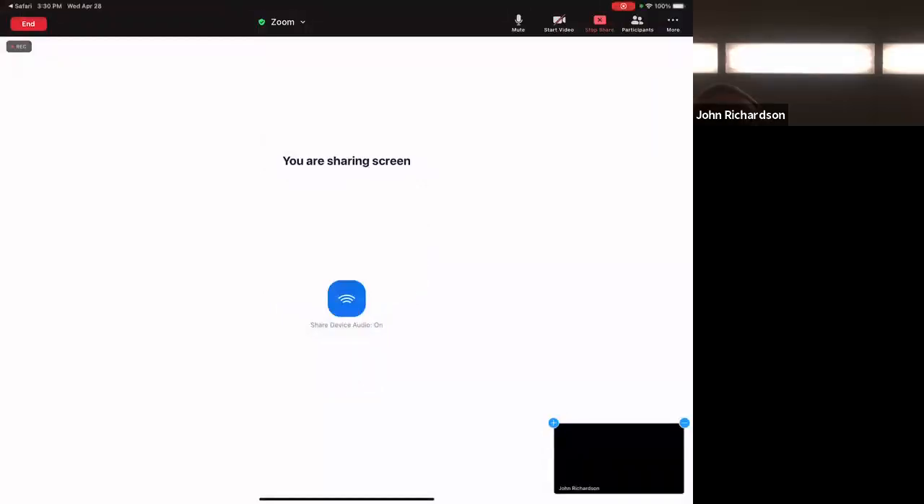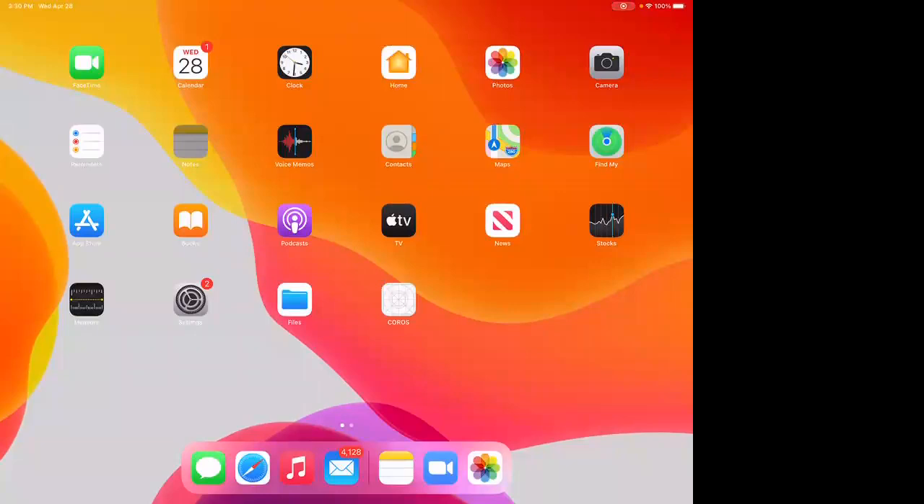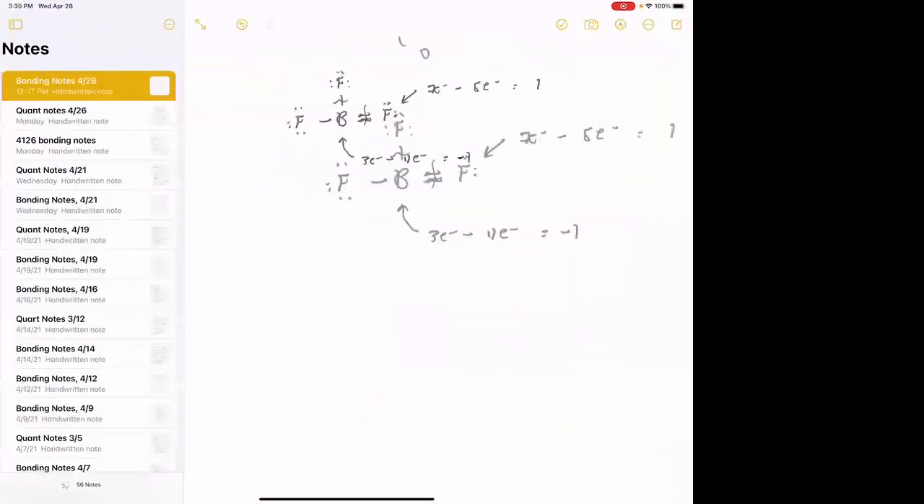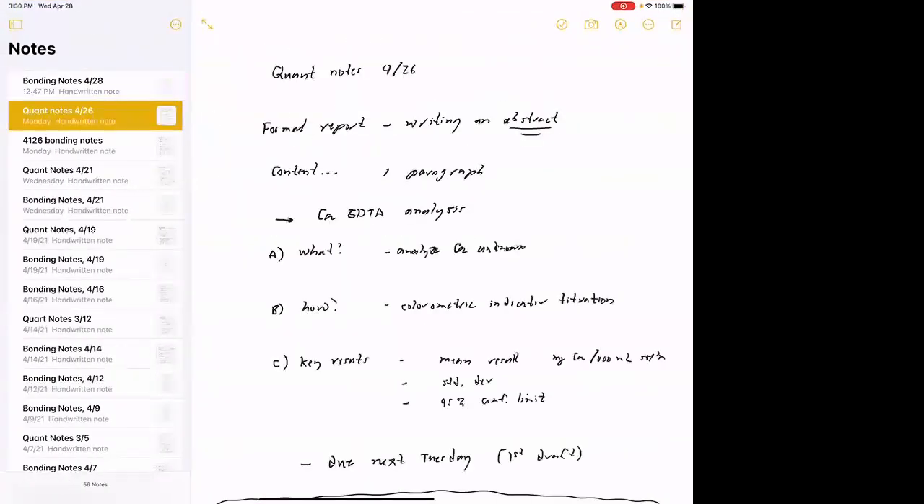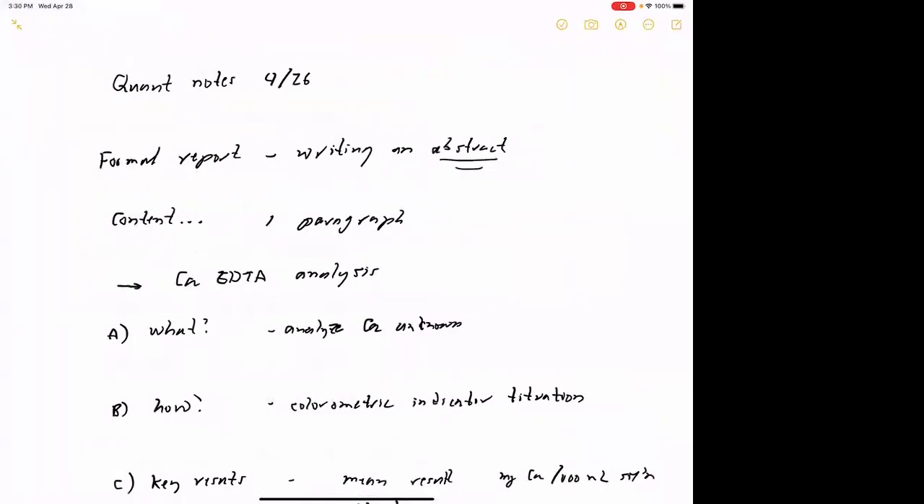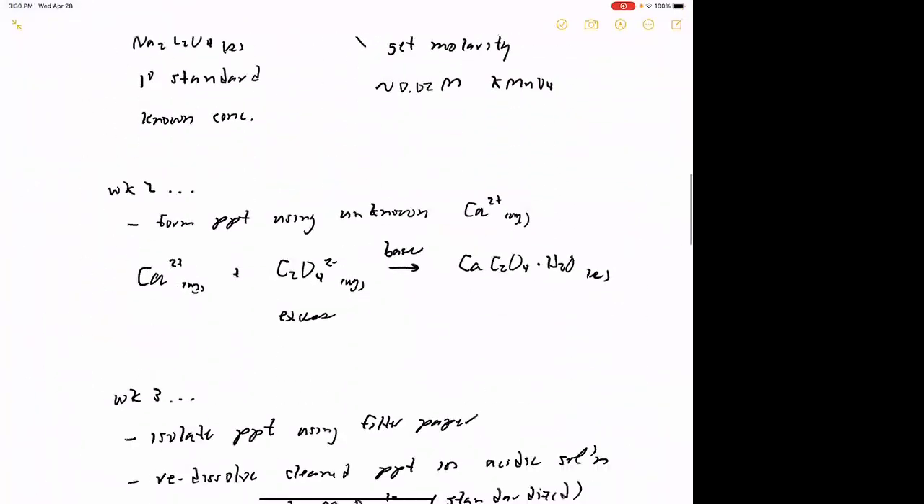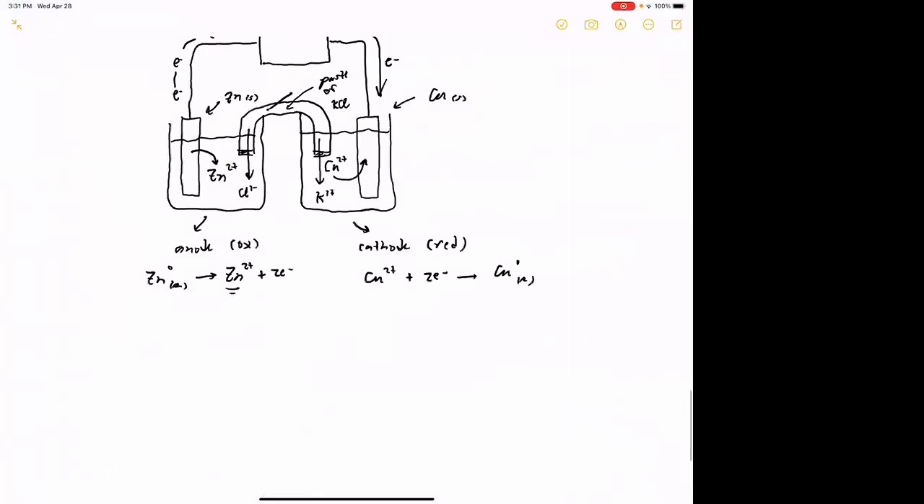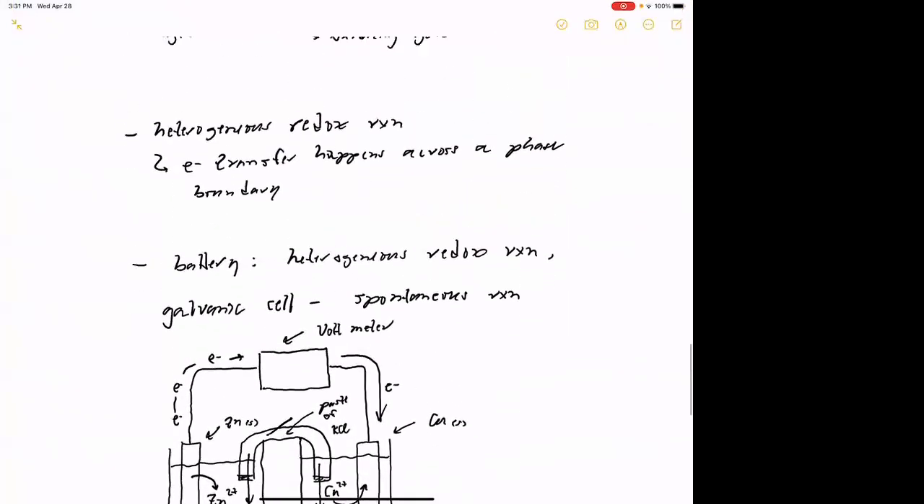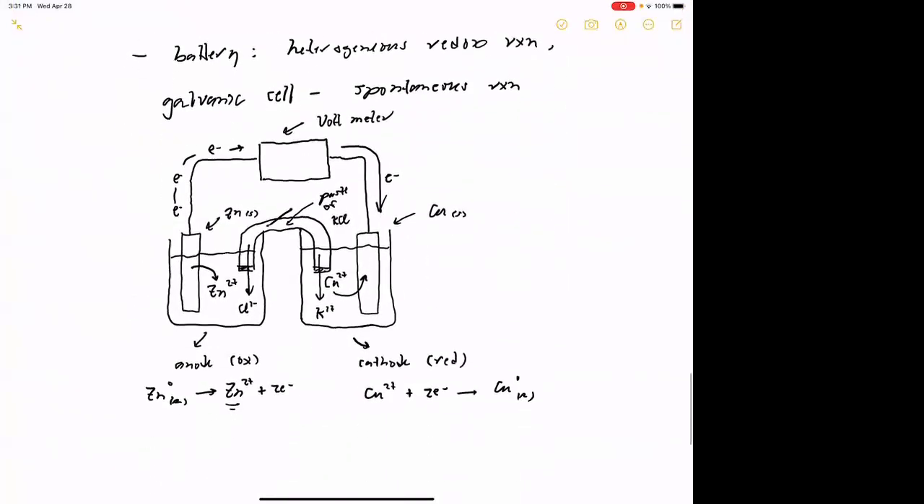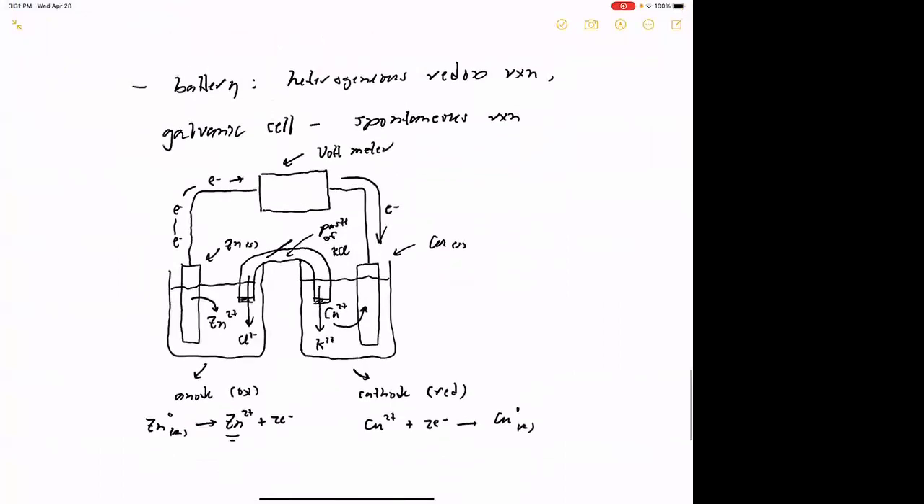All right. And we'll go to notes. And I want to go back to our quant notes from last time, because we were introducing this electrochemical cell. So that's kind of where I wanted to start so we could make sure we're all on the same page with that, because that's what we're going to be building out on today.